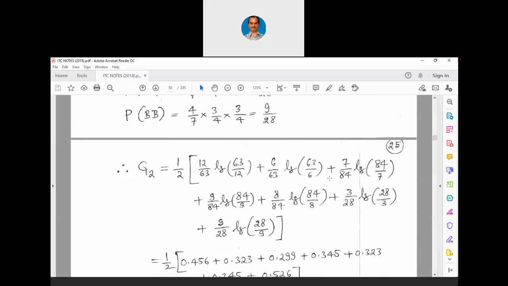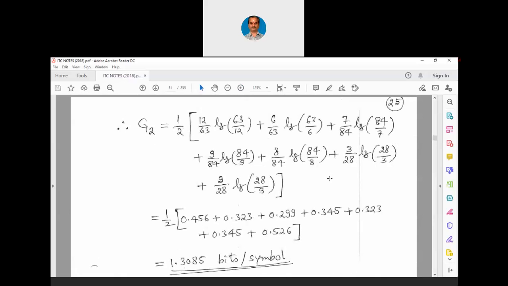Using this, now we will calculate G2. That G2 is now 1 by n. N is 2 here. 1 by n into summation of all those probabilities correspond to their entropy. So we get the value 1.3085 bits per symbol.